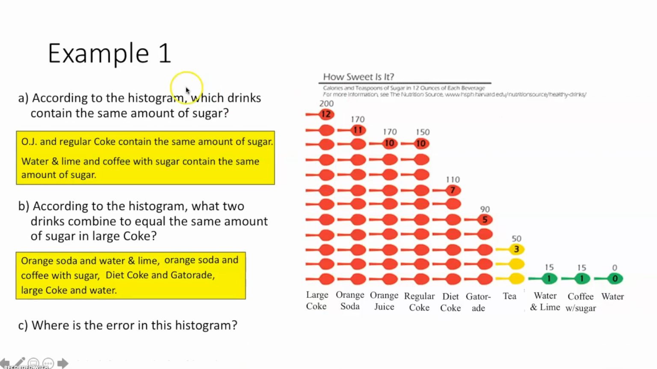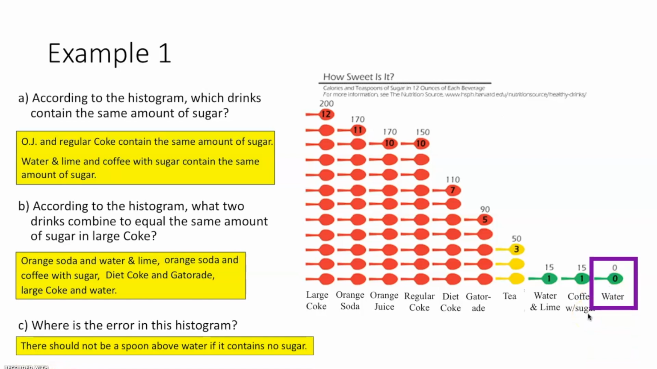Next, we need to figure out where's the error in this histogram. Well, each of these spoons represents a teaspoon of sugar in 12 ounces of the beverage. If we know that a spoon represents a teaspoon of sugar, then this 0 with a spoon doesn't make any sense. If there was no sugar, there should be no spoon. So because of that, we could say that that is the error.